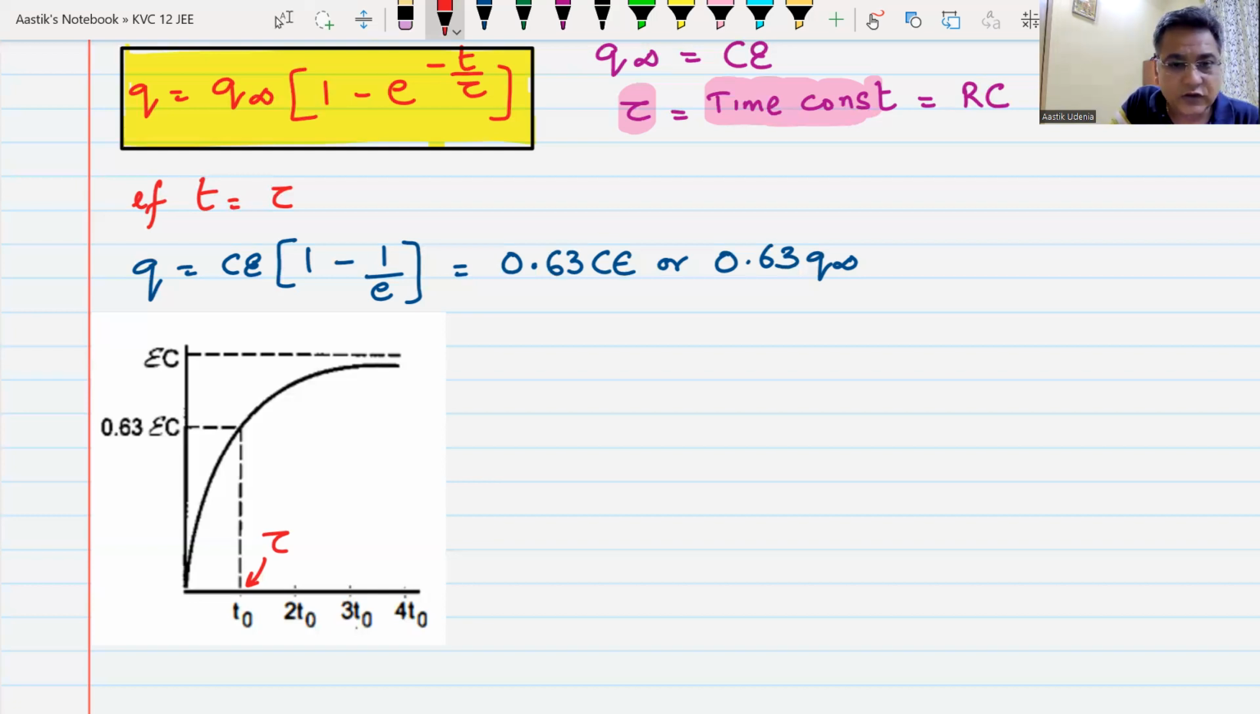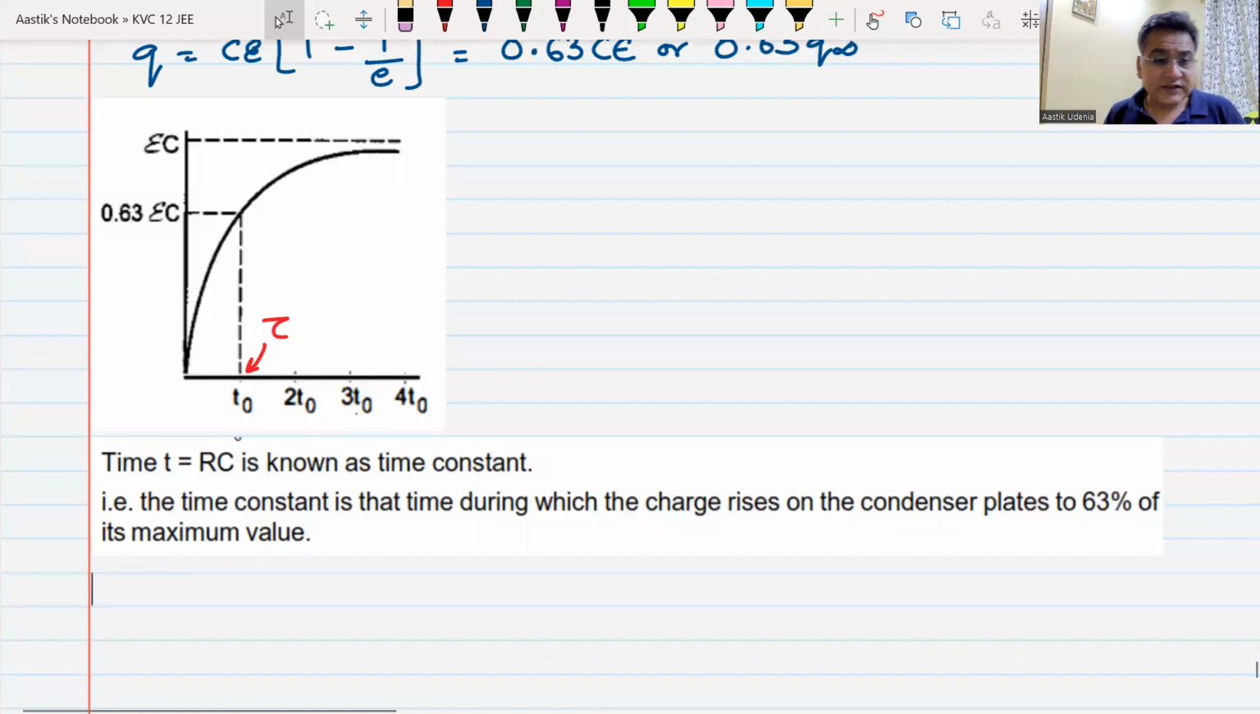Time constant, if you want, you can write the definition of time constant. We have drawn this graph, yes or no? Time constant is the time during which the charge on the capacitor rises to 63% of its maximum value. Everyone understands this? Yes or no?